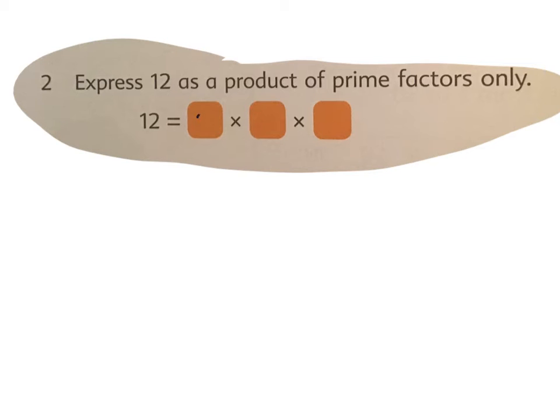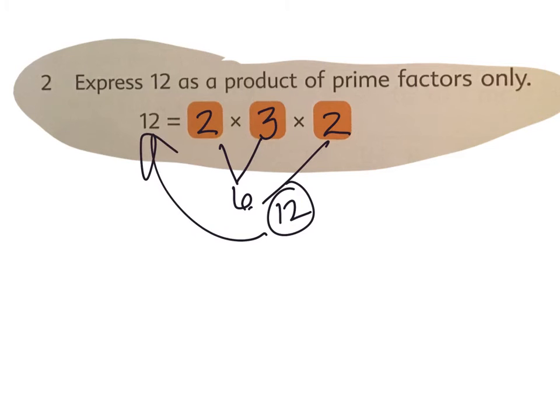12 equals, we had 2 times 3. That would equal 6. And we're missing one more digit. What other prime number between 2 and 3 would we multiply 6 to get 12? Yes, 2. Because 2 times 6 is 12. 12 equals 12.